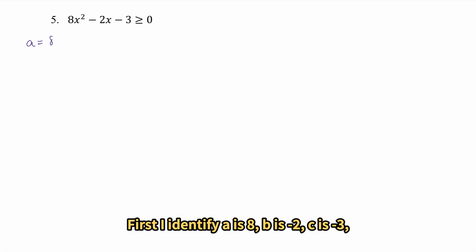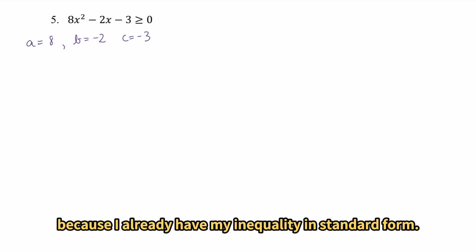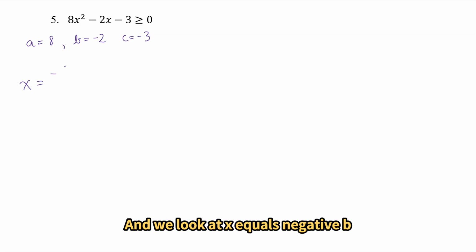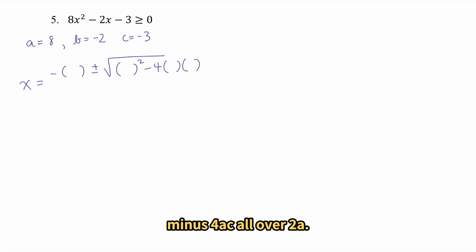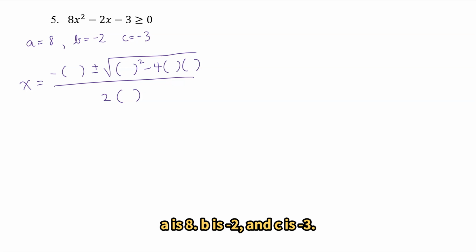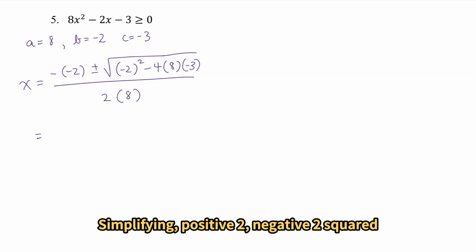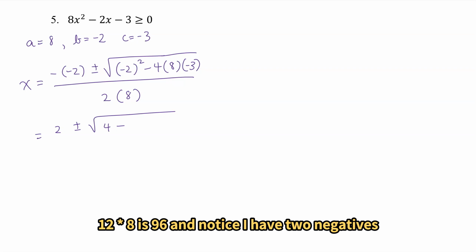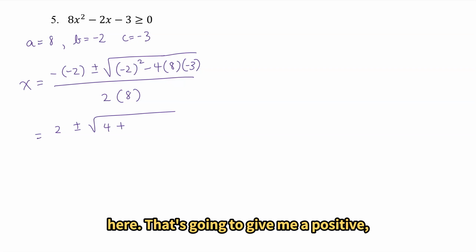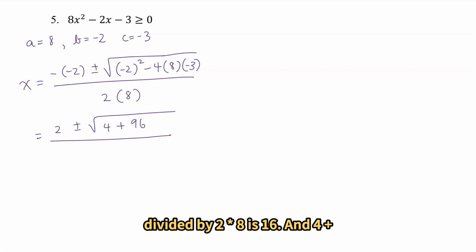First I identify a is 8, b is -2, c is -3, because I already have my inequality in standard form. And we look at x equals -b plus or minus the square root of b squared minus 4ac, all over 2a. A is 8, b is -2, and c is -3. Simplifying, +2, -2 squared is 4. 4 times 8 times 3: 4 times 3 would give me 12, 12 times 8 is 96, and notice I have two negatives here, so that's going to give me a positive. Divided by 2 times 8 is 16.